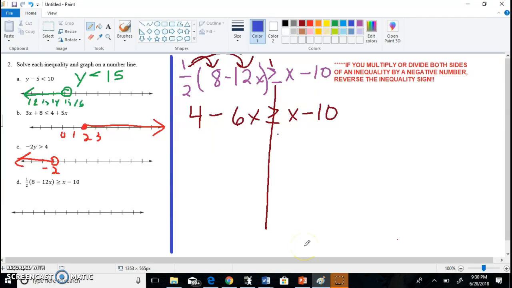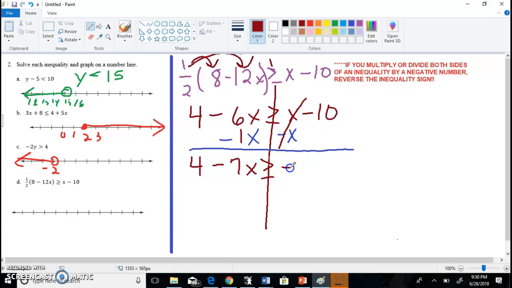Let's do that. Let's subtract the x from both sides, and we get 4. Negative 6x minus x, that's like saying negative 6x minus 1x, and you get negative 7x is greater than or equal to, the x's cancel, negative 10.